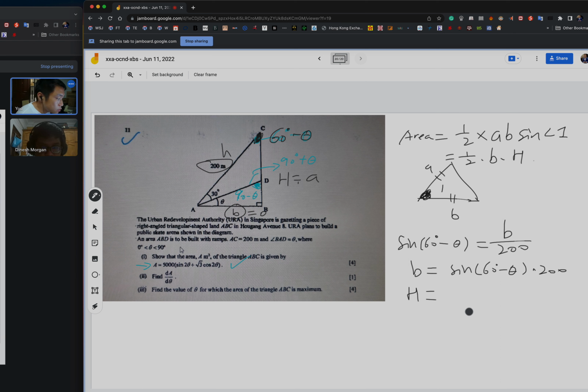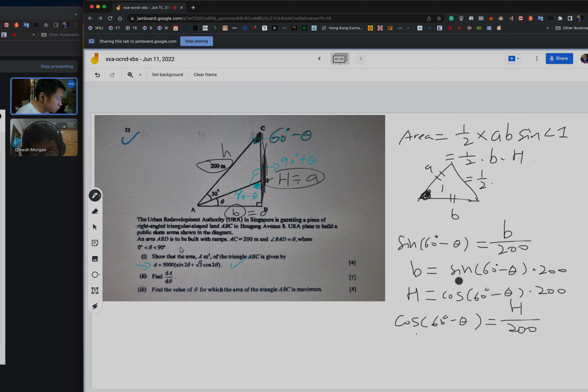This is A, right? So it's cosine 60 minus theta. So it's h. In this case, the h are higher. Even though it looks like the base to you, this is the height. Let me consider it as the height. So it's height over A over H. So H equals cosine 60 minus theta times 200, right? Okay, so it's half times this one times this one.